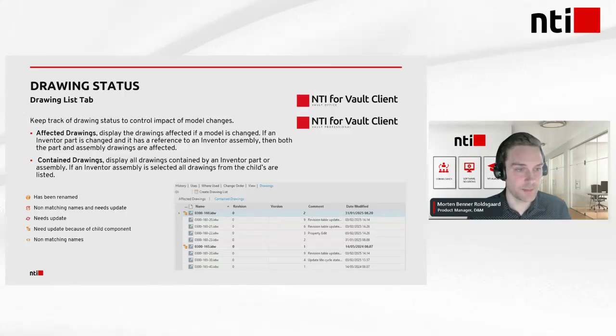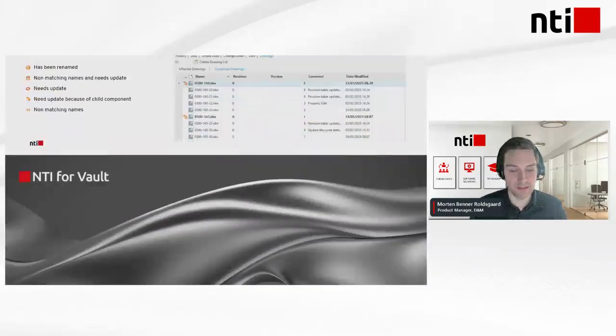So we will have an overview of that, and that is presented in a tab in Vault as well, where we have different indicators. So it's very clear for the user not only what needs to be updated, but also why it needs to be updated. Whether it's a non-matching name or it's just an update to the model that also needs to be updated on the drawing, or whether it might be a child component that has been updated that affects this assembly drawing. And the contained drawing is of course the model that is contained in the drawing, if that needs to be updated. And we can see that in a short video here as well.